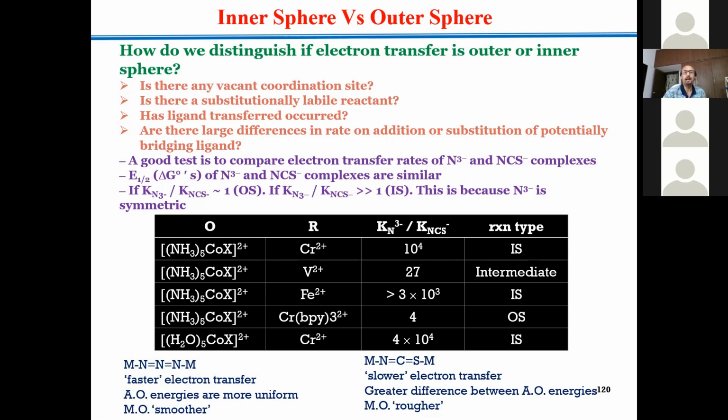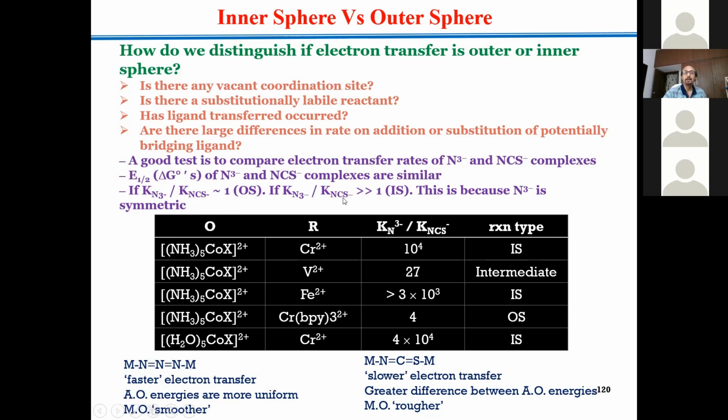Now, whether it is inner sphere or outer sphere, you can decide based on the kind of bridge you are using. For example, you are using one particular oxidant, the same oxidant we were talking about, pentaamine cobalt X. As X, you are using essentially two ligands. One is azide, N triple bond N, and the other one is isothiocyanate or thiocyanate.